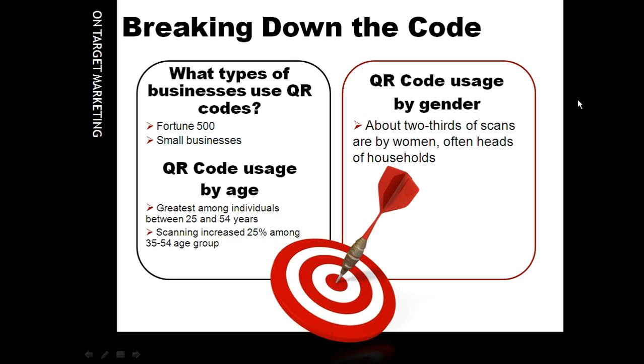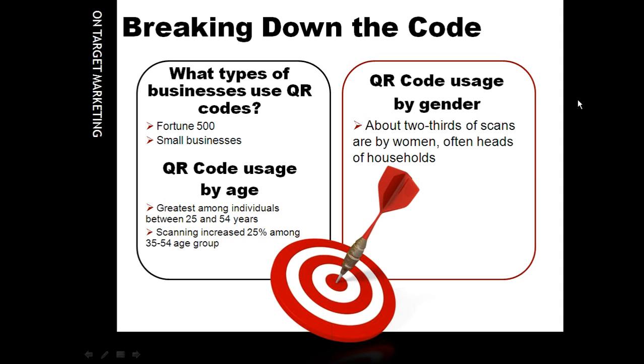QR code usage is greatest among individuals between the ages of 25 and 54. Scanning has actually increased 25% among the age group of 35 to 54-year-olds. So this kind of reinforces the idea that QR codes are actually moving past the early adoption phase, and they're really readily used and scanned by your target market. If you are looking to have customers in the age range of 25 to 54, which is quite a lot of us, then by all means they're using these codes.